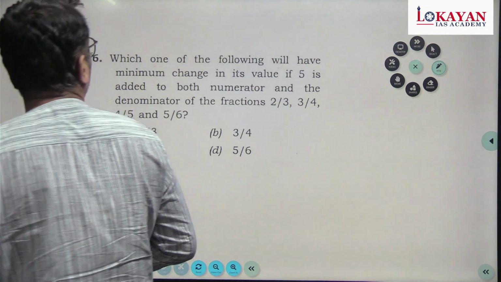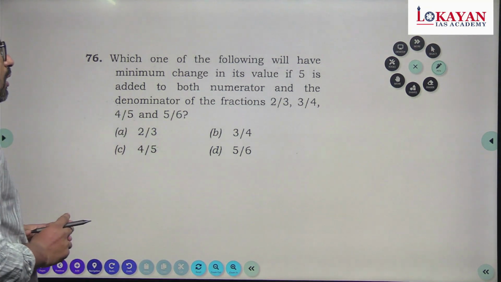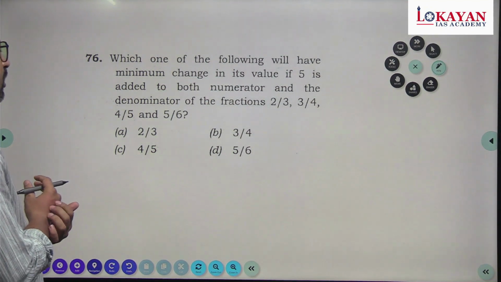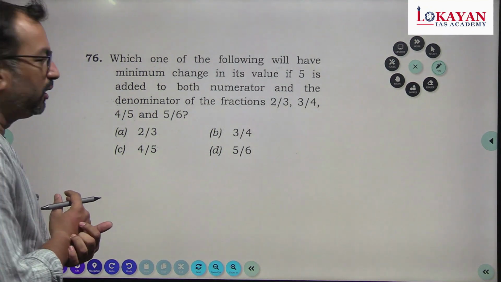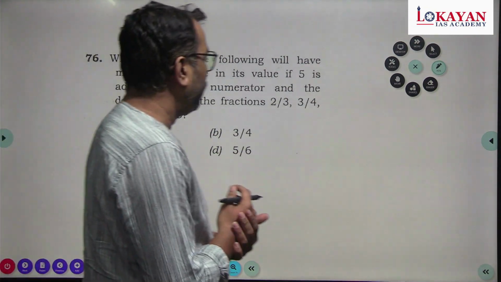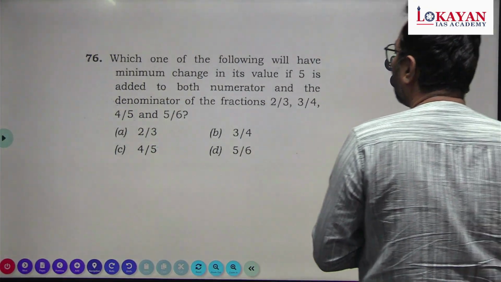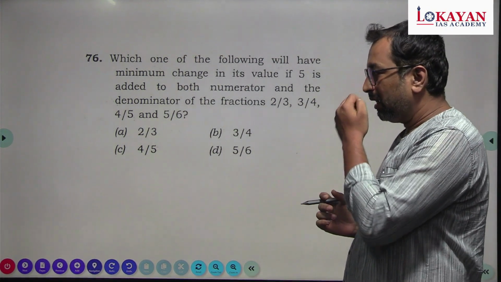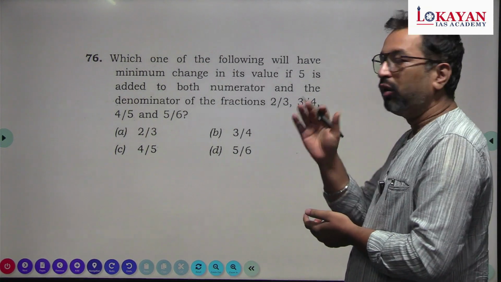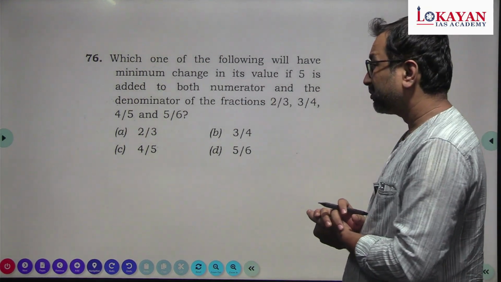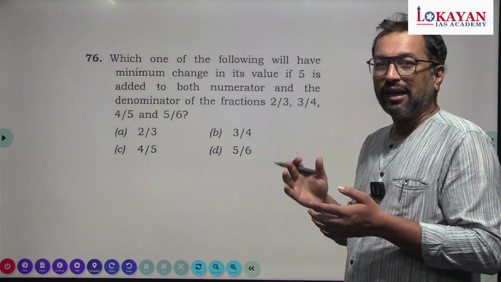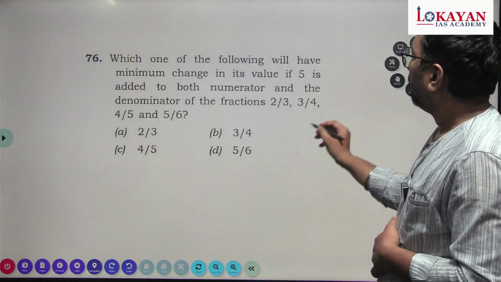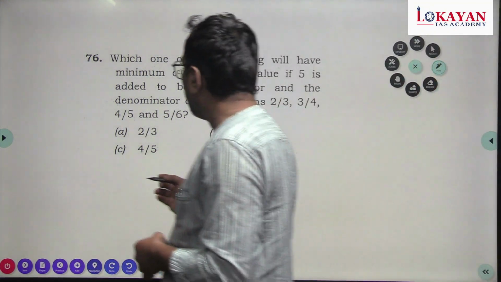Which one of the following will have minimum change in its value if 5 is added to both numerator and the denominator of the fractions 2 by 3, 3 by 4, 4 by 5 and 5 by 6? They have given us 4 fractions, that is 2 by 3, 3 by 4, 4 by 5 and 5 by 6, and we have to first add 5 into both numerator and denominator and then see what change has happened with respect to their original value. Now see, first we will calculate their original values.